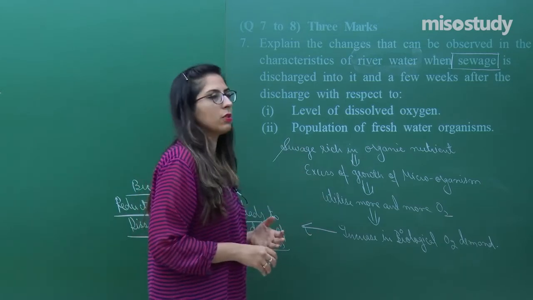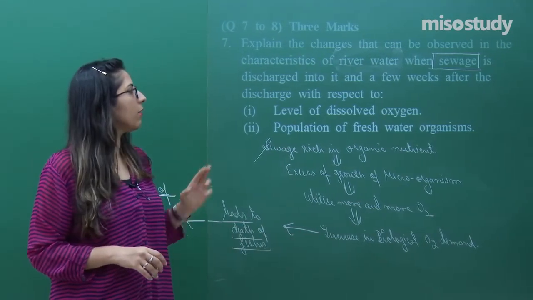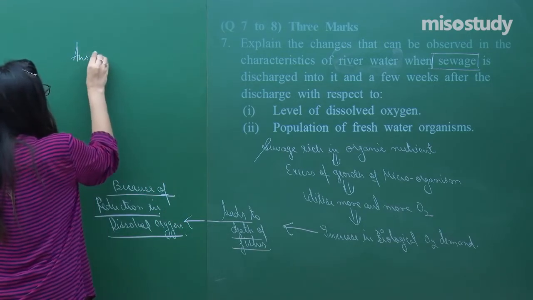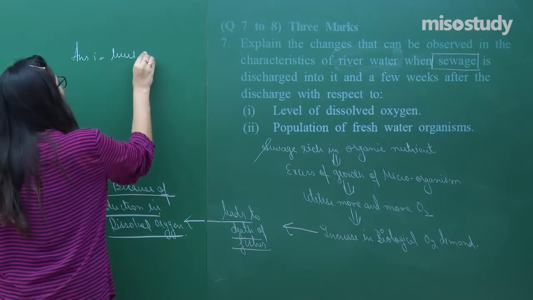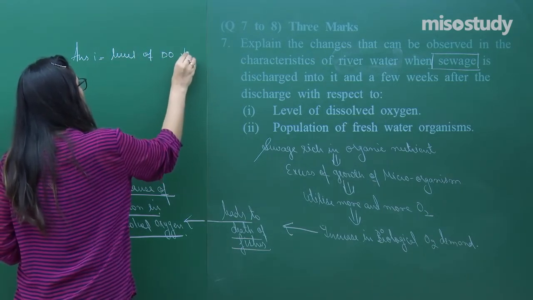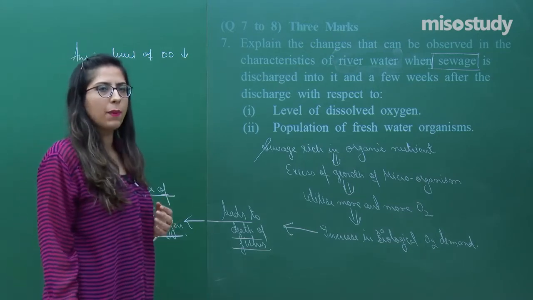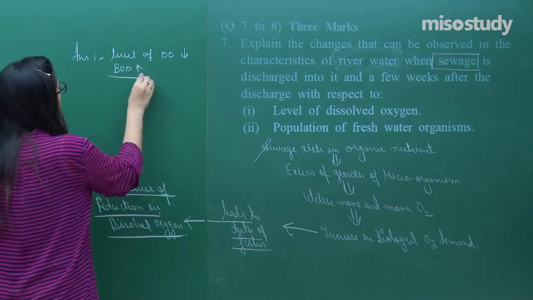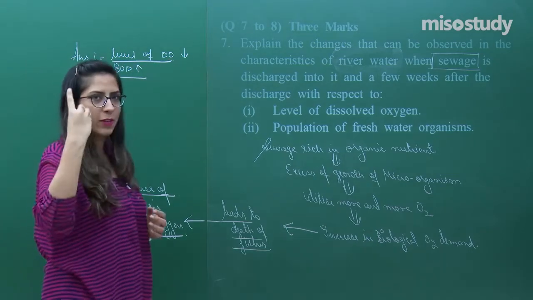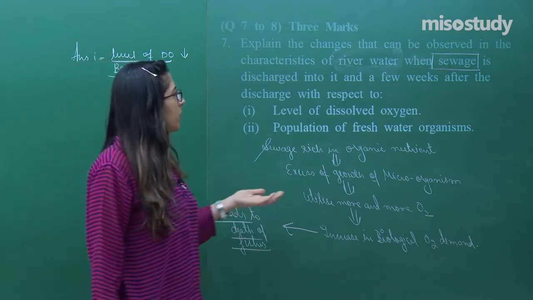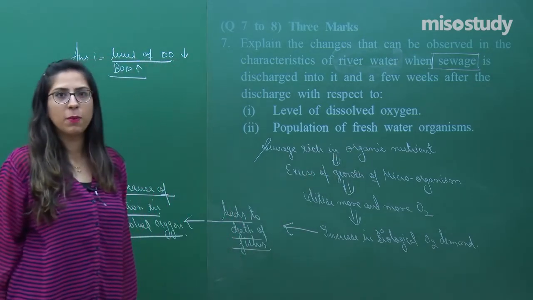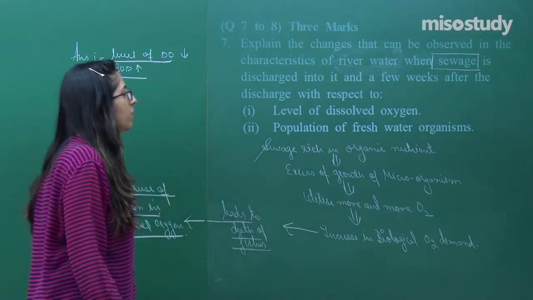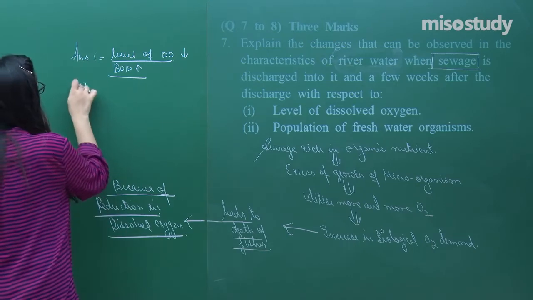Now come back to the question. The first part indicates the level of dissolved oxygen. What will happen? Answer first: level of dissolved oxygen reduces. Why? Because of increase in biological oxygen demand. Then the population of the freshwater organism. What will happen to population? I have written over here death of fishes. So the population of the freshwater organism will reduce.